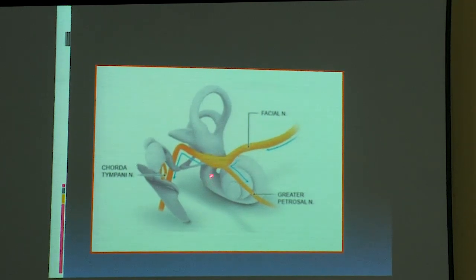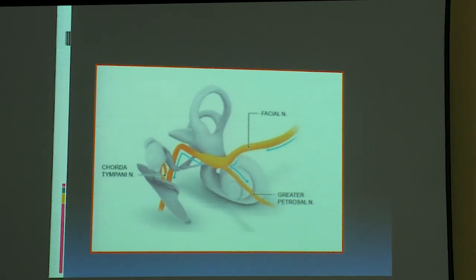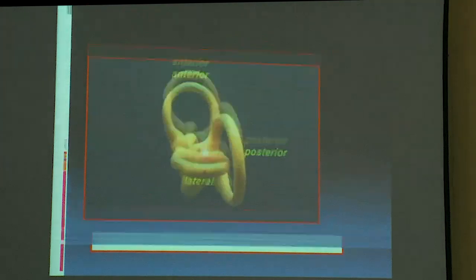When you are going from above downwards, the semicircular canals and the vestibule will lie above the level of the facial nerve, clear? And once you cross this section of the facial nerve, you will be able to visualize the cochlea. This is one thing which is very important to recognize when you see the axial scans.